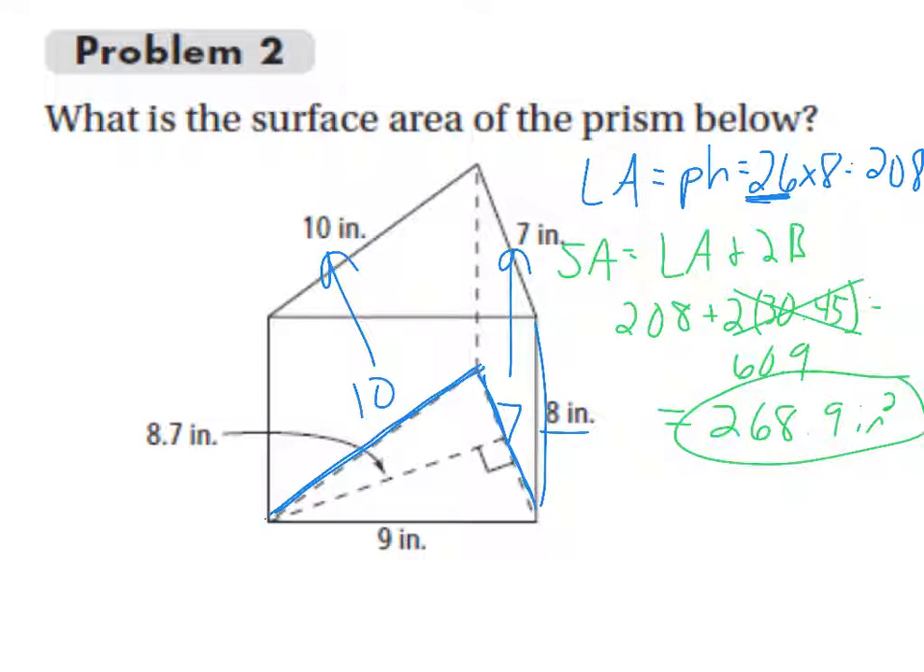base. My area of my base is 1/2 base times height. My base down here is 8. My height is 8.7. So 1/2 base times height should give me 30.45, which is the area of my base. When I multiply that by 2, I get 60.9. Well, 208 plus 60.9 should give me an area of 268.9 inches squared, or square inches.